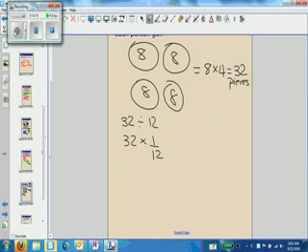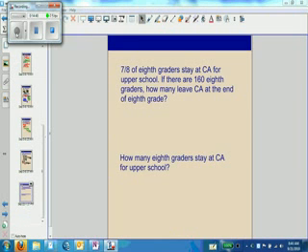So we can cross cancel. And when we cross cancel, 4 goes into 12 3 times. 4 goes into 32 8 times. So we get the fraction 8/3, and we're going to simplify that to see how much each person gets. Each person gets 2 2/3 pieces of pizza.